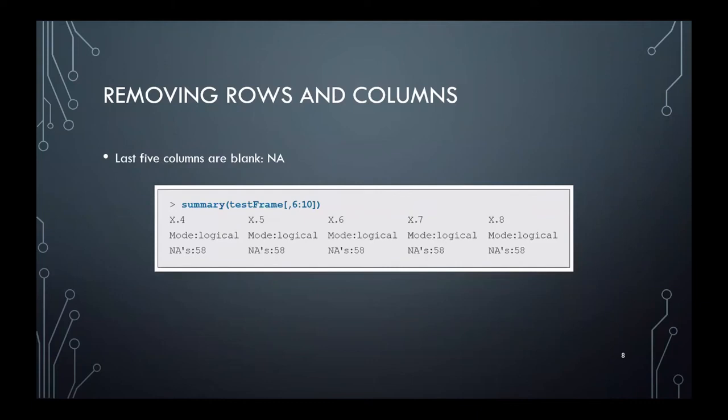So let's take a look at the columns now. It looks like columns 6 through 10 are completely blank. Remember when we did that summary, it was all those NAs. So we'll just do the summary of those last 5 or so columns with their names. NAs, there's 58 of them. It means it's all just blank. So from this, it looks like all of those rows in those columns are blank, so we can get rid of them.